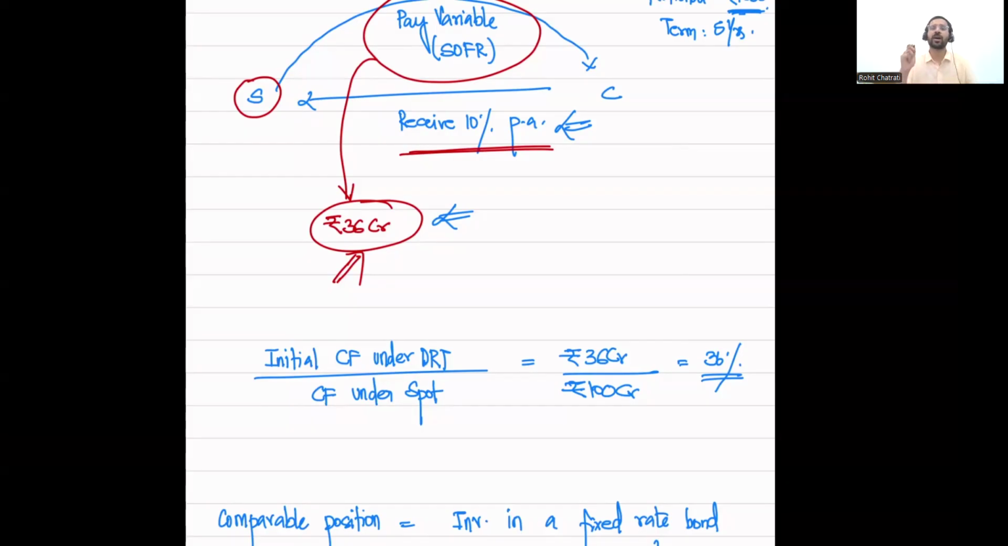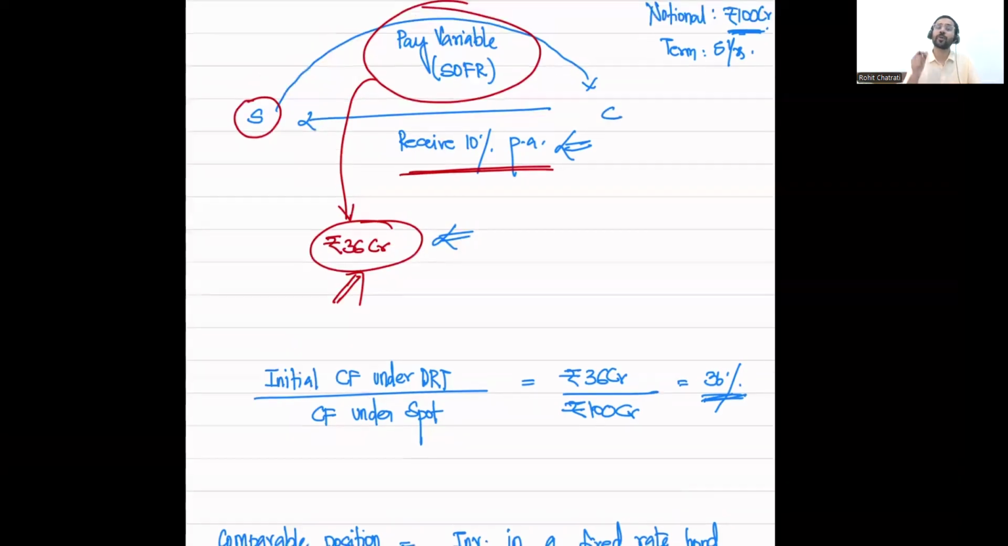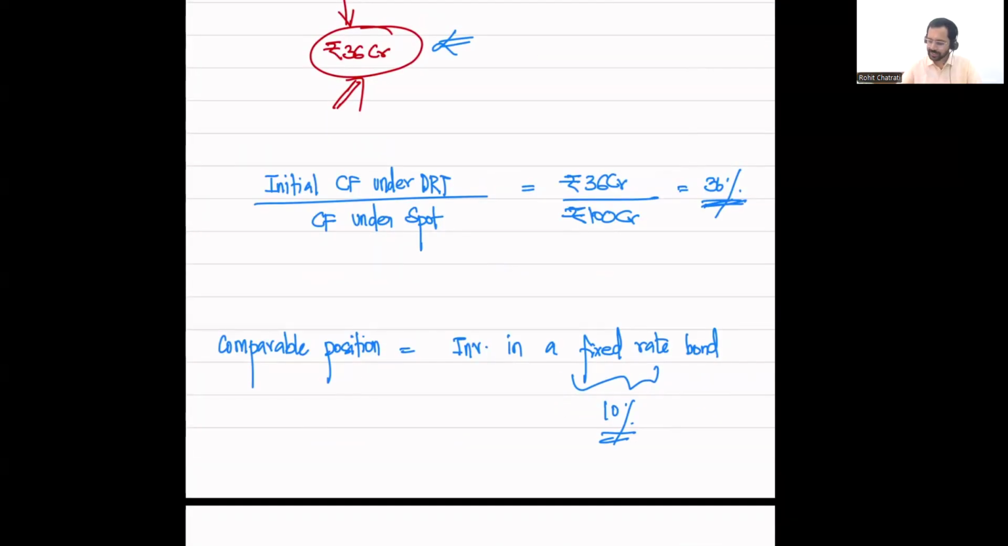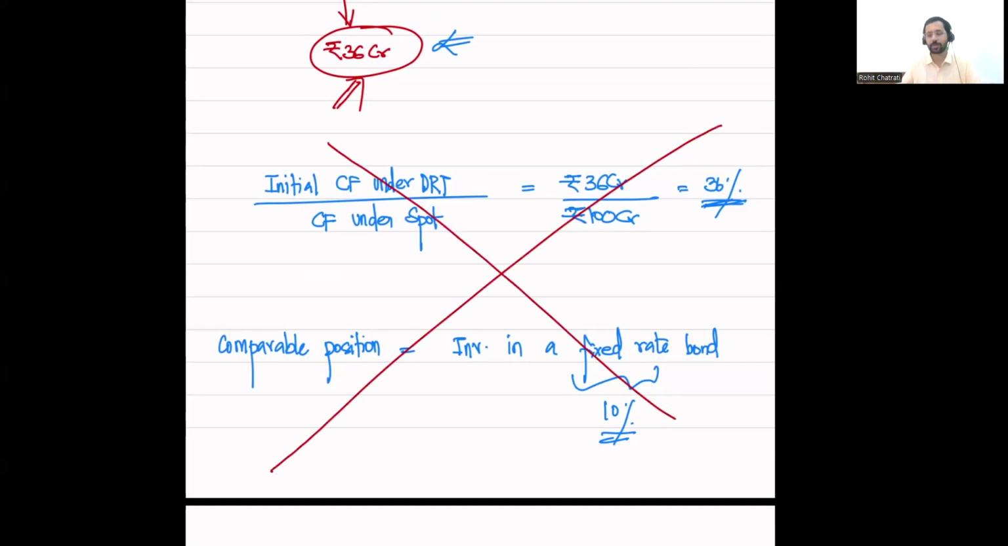I would have incurred an outflow of rupees 100 crores to purchase a fixed rate bond, which would give me a 10% coupon every year. But for a similar contract in the derivatives market, I only incurred 36 percentage of the outflow. Therefore, this contract will be accounted for as a derivative contract. This is exactly not how you are supposed to think.